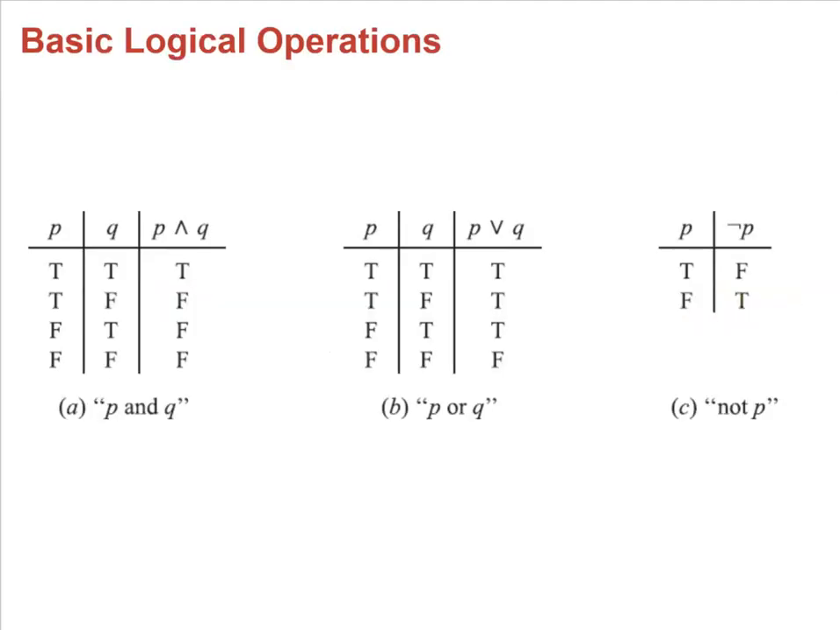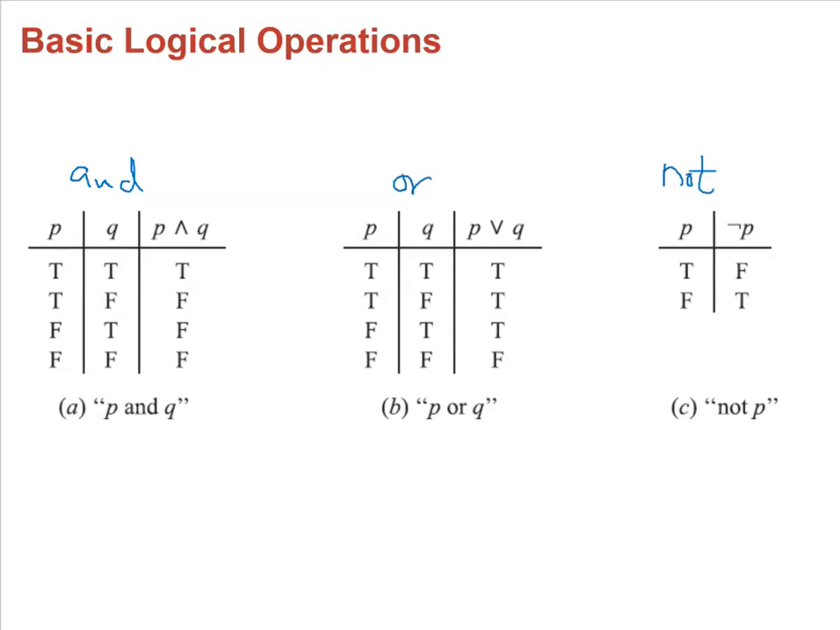Just a quick review of the AND, OR, and NOT operators. This is a slide from my discrete math class. This is the AND operator, this is the OR operator, and this is the NOT operator. In general, you can think of true as 1 and false as 0.